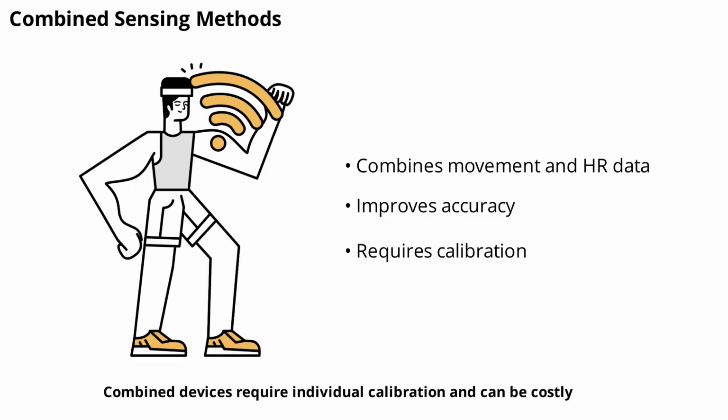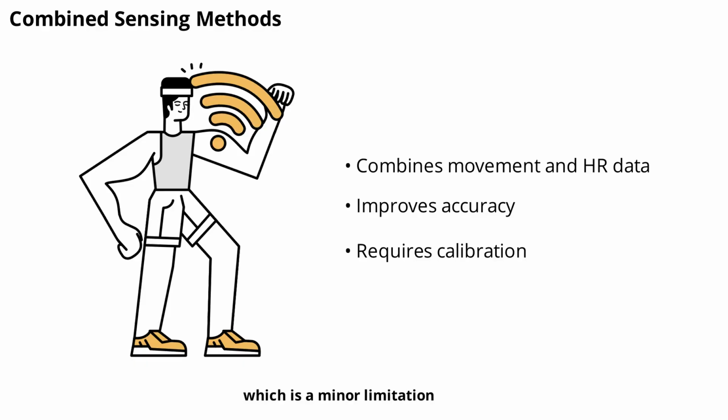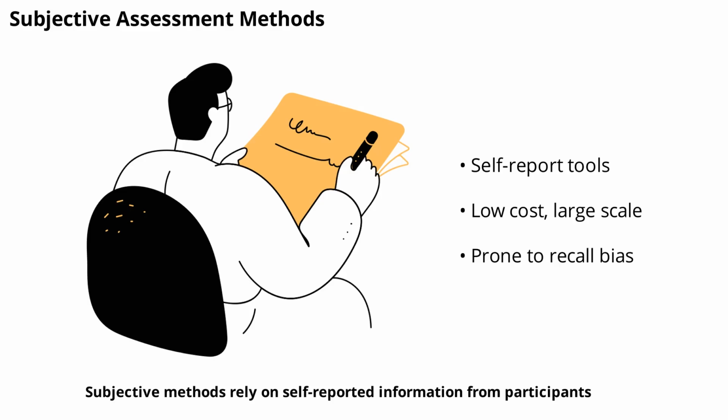Combined devices require individual calibration and can be costly, but they offer better precision and are increasingly feasible for large-scale studies. Some users may experience skin irritation from electrodes, which is a minor limitation. Subjective methods rely on self-reported information from participants, such as diaries, logs, and questionnaires.